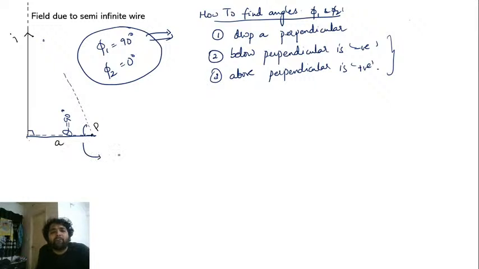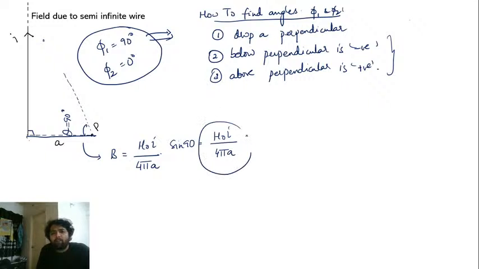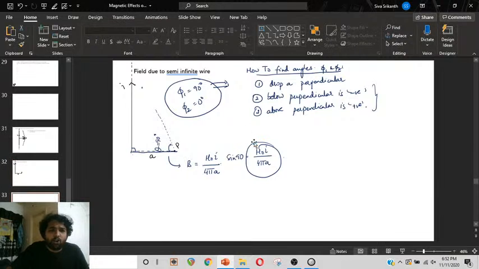तो इसमें कितना आ जाएगा वैल्यू? The field will be equal to mu naught I by 4 pi a into sin 90, which is simple. Mu naught I by 4 pi a. This is the field due to एक semi-infinite wire. तो यहाँ पे angles पढ़ना बहुत important है. So I will just give you how to find angles. Without any problem, मतलब very simple हो जाएगा.